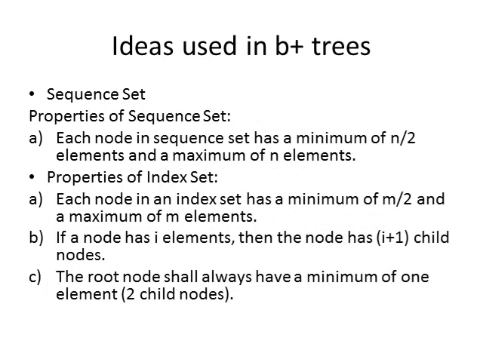Here we see the concepts used in B plus trees, that is a sequence set and an index set. In a sequence set, each node has a minimum of n by 2 elements and a maximum of n elements. And properties of the index set include that each node in an index set should have a minimum of m by 2 and a maximum of m elements. If a node has i elements, then the node has i plus 1 child nodes. The root node shall always have a minimum of 1 element, that is 2 child nodes.